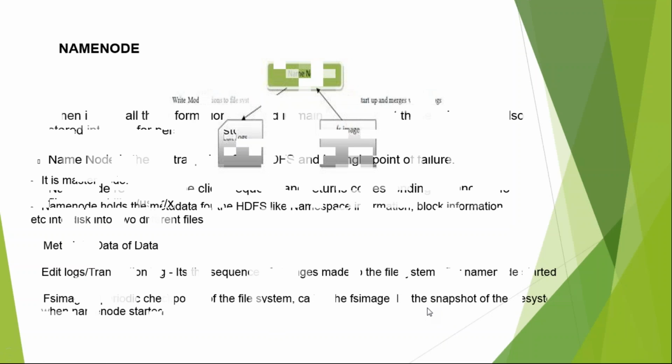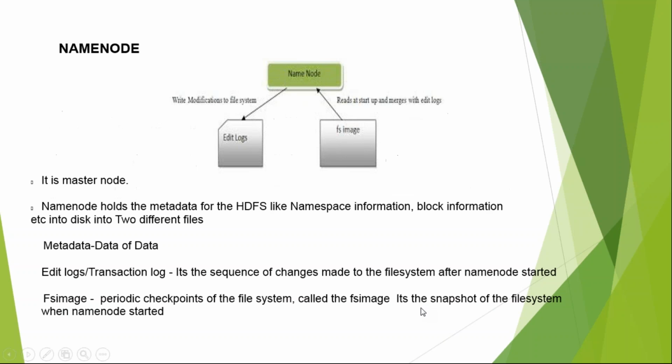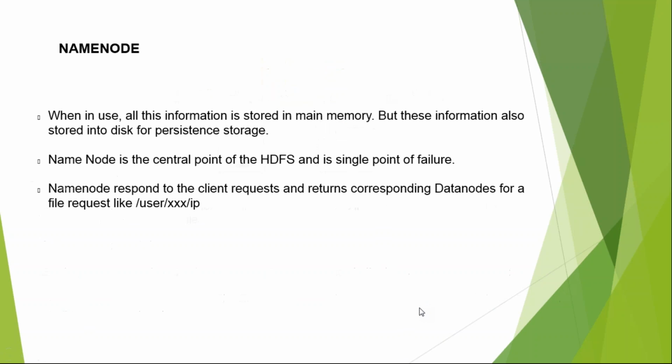Okay, now we need to understand something here about the name node. When in use, all the information is stored in the main memory, but this information is also stored into a disk for persistent storage. Where will it be stored? In the edit log file. Name node is the central point of HDFS and is a single point of failure, right? If this fails, we cannot access anything.